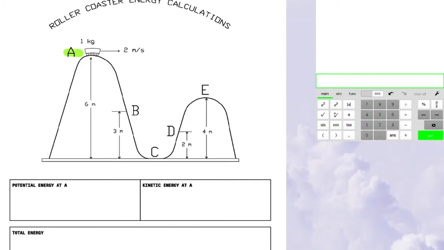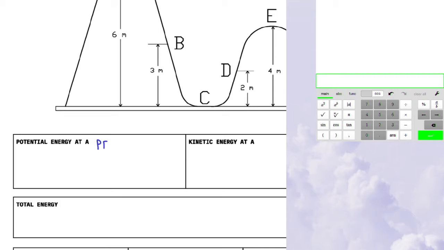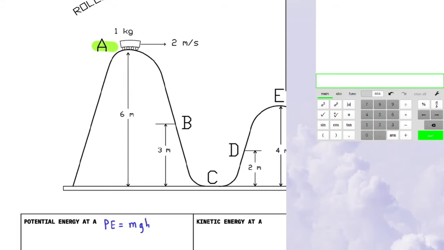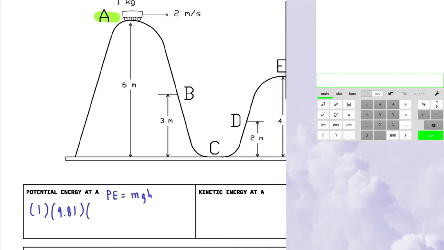So potential energy is calculated PE equals mgh, and that's when we're dealing with gravitational potential energy. M is 1 kilogram, and I'm just going to leave units out so that I can fit everything in one box. So 1 kilogram, that's the m, g is 9.81 times the height, and our height is 6 meters.